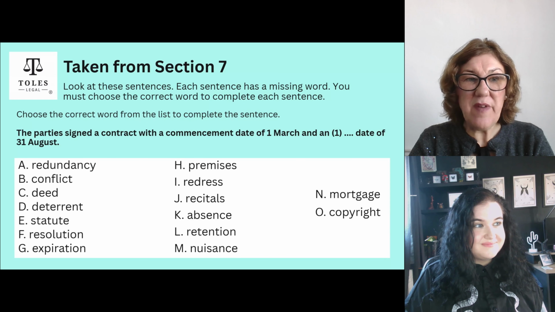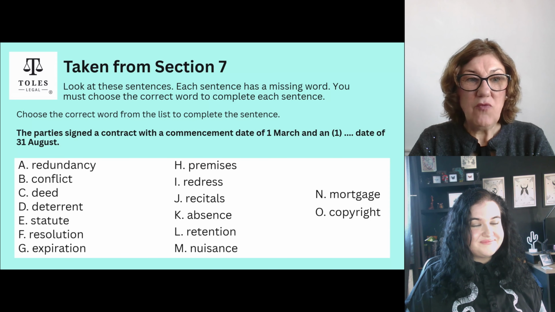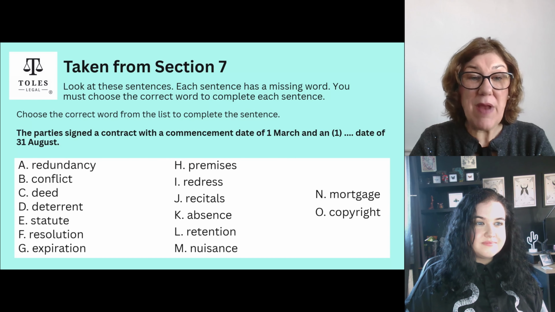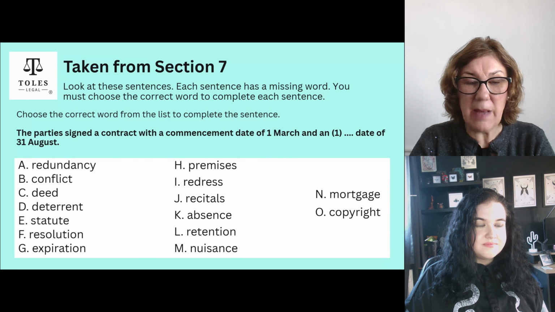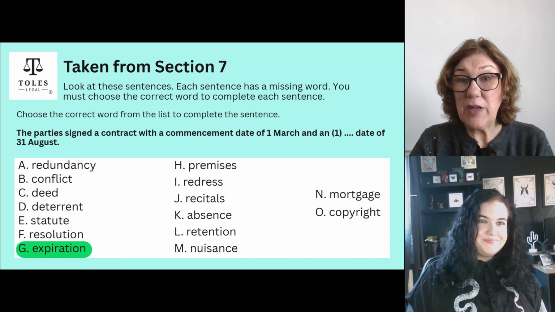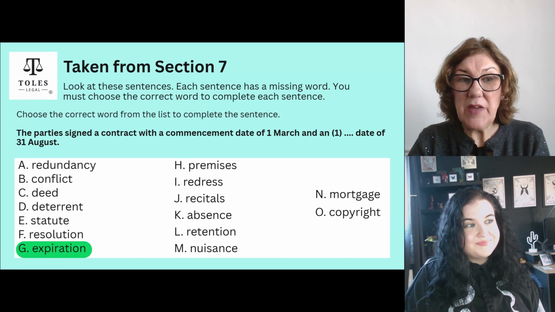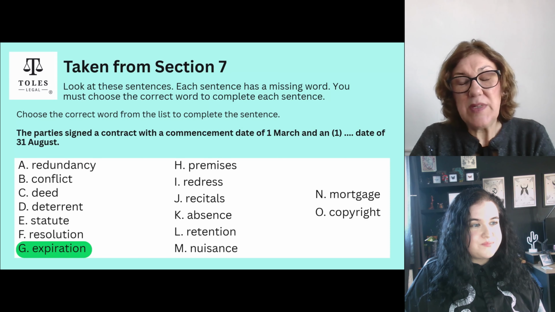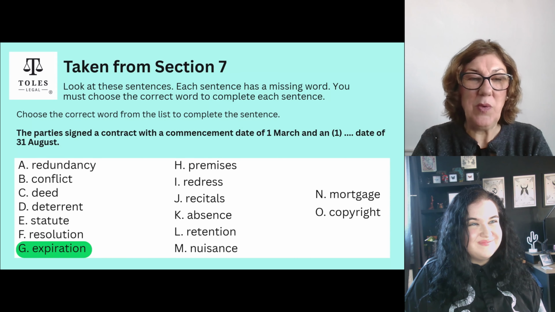Shall I read the options very quickly? Are you ready? Redundancy, conflict, deed, deterrent, statute, resolution, expiration, premises, redress, recitals, absence, retention, nuisance, mortgage, copyright. And the answer is expiration. And because of the an, even if you didn't know the word, you should know it's that one because it begins with a vowel. So there was a little clue for you there if you didn't know. What else have we got?